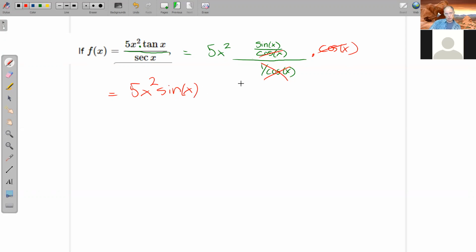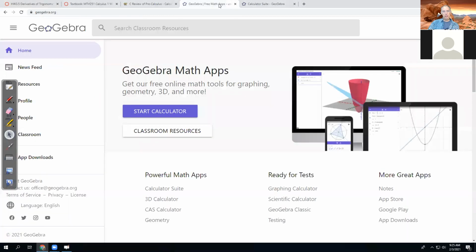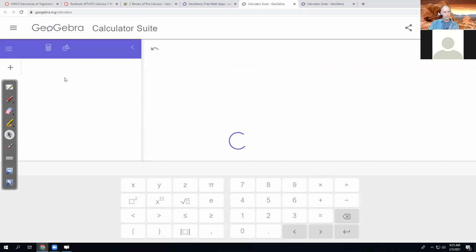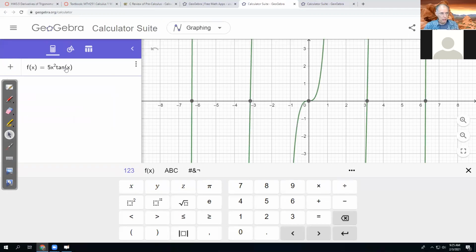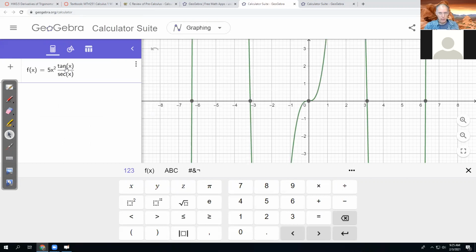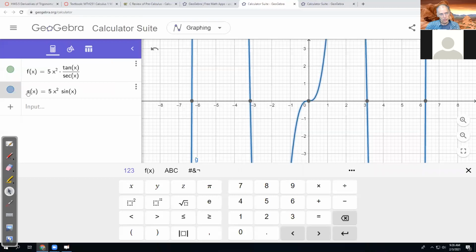You should double check that you did things right. So if I graph the original and that, I should see that they're the same. So I'm just going to double check that. Back. Let's get a new calculator. So the original function, f of x, I think was equal to 5x squared times the tangent of x divided by the secant of x. So I got that funky function there. Interesting. And then I'm going to compare that with, let's call it g of x, which I believe was 5x squared times the sine of x. And it looks like the blue one sits exactly on top of the green one. So they're the same thing. So I did my algebra correctly. These two are equivalent. The second one's easier to take the derivative of, and so that's what I would do.